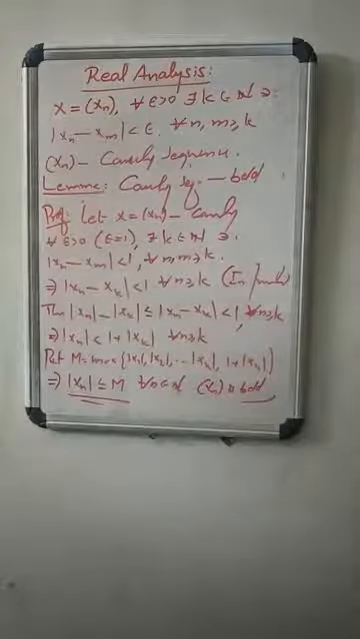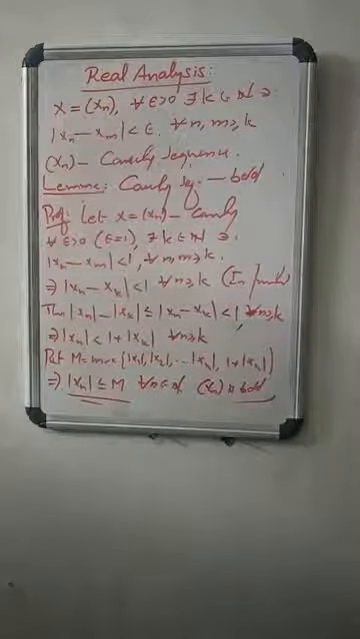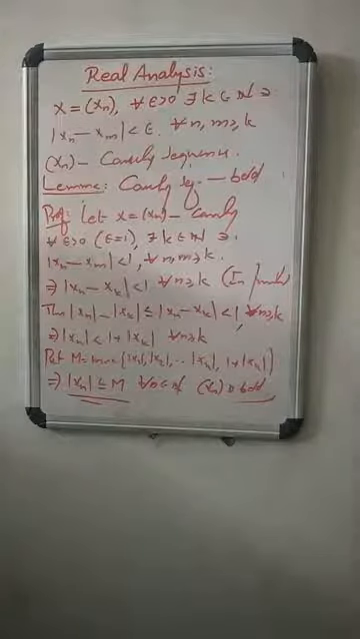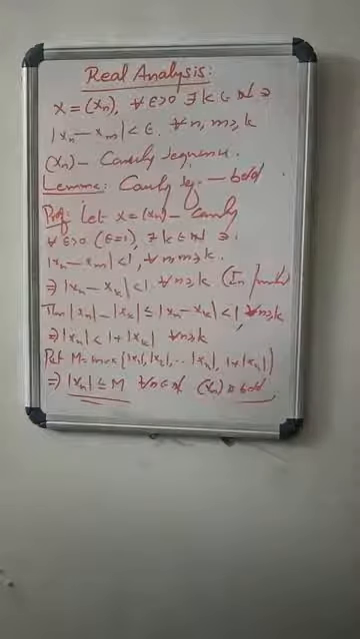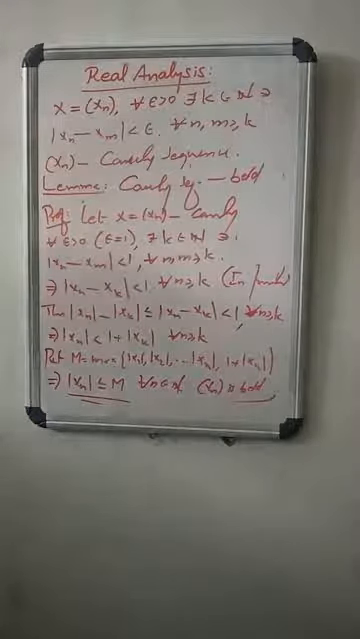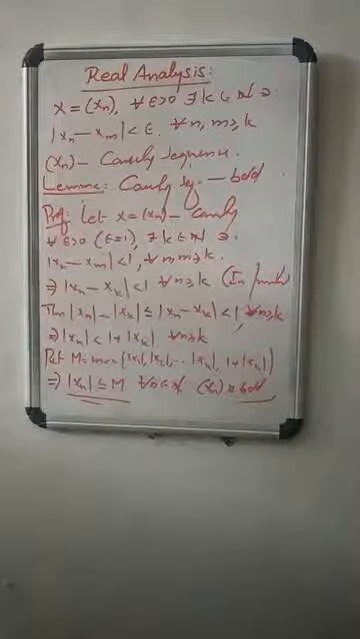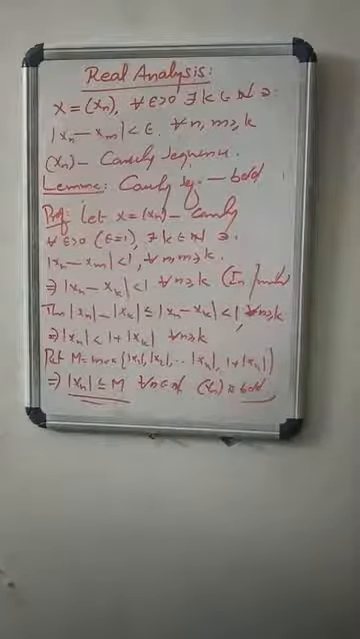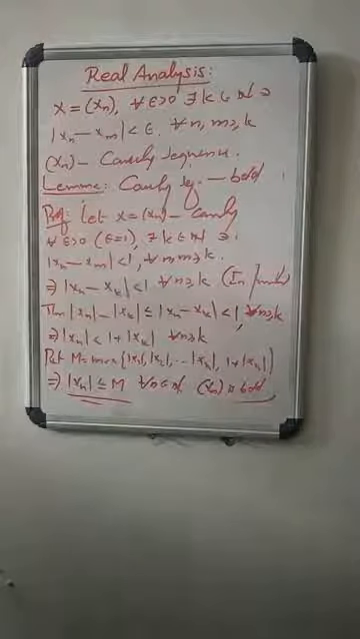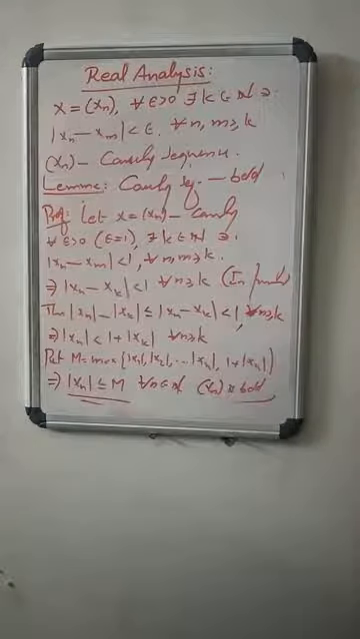So these are two important results. One is every convergent sequence is Cauchy. Every convergent sequence of real numbers is Cauchy. And the second result is every Cauchy sequence of real numbers is bounded. A convergent sequence is Cauchy, and a Cauchy sequence is bounded. Clear?